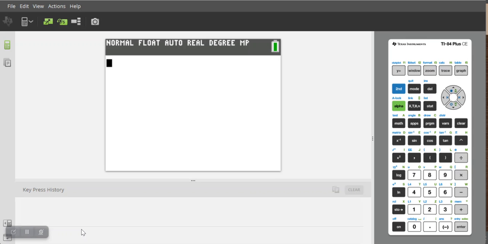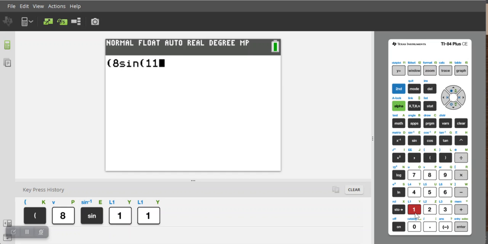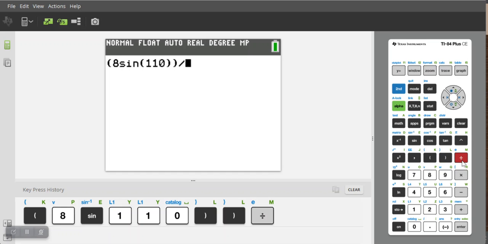So here's how you would enter that. My numerator is 8 times the sine of 110. So what I can do is I can group that 8 times the sine of 110 and then divide that by the sine of 40, which is my denominator.